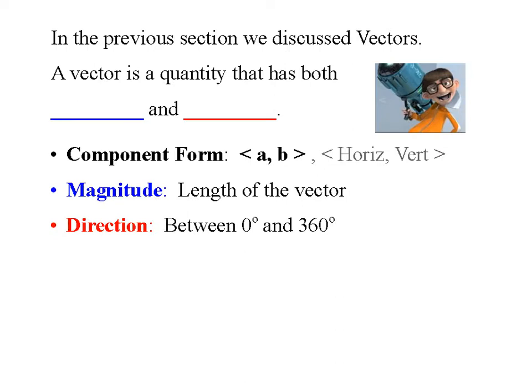So in the previous section, we discussed vectors, and like our supervillain from Despicable Me, a vector is a quantity that has both magnitude and direction. So we're looking at something that has magnitude and direction.